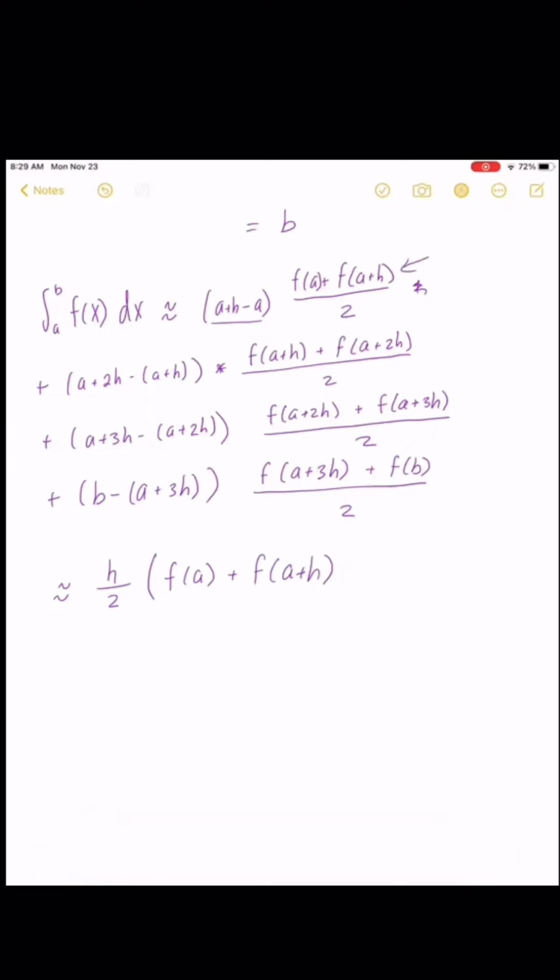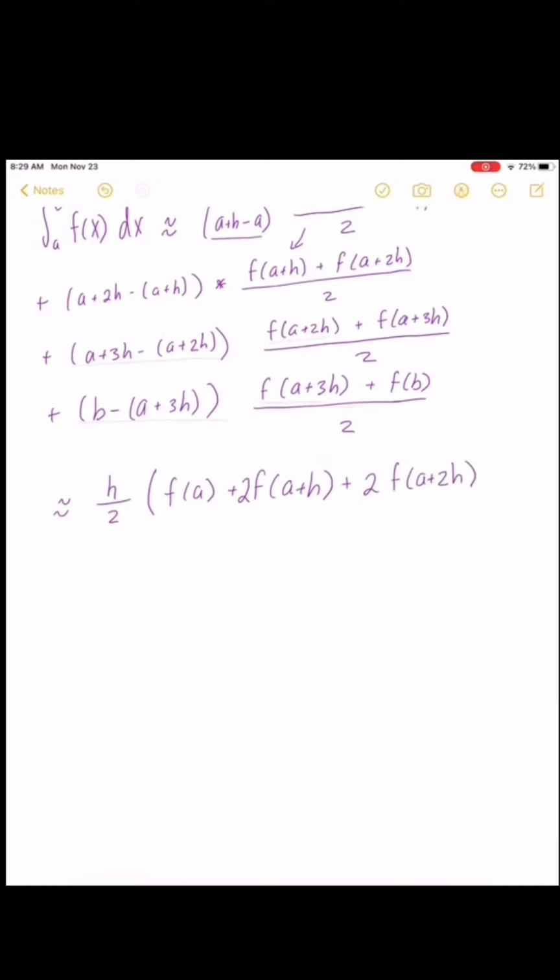If I have f of a plus h here, I also have it here. So we end up with 2 of those, plus same sort of thing, 2 of f of a plus 2h, plus 2 of f of a plus 3h. And then f of b is only represented once.